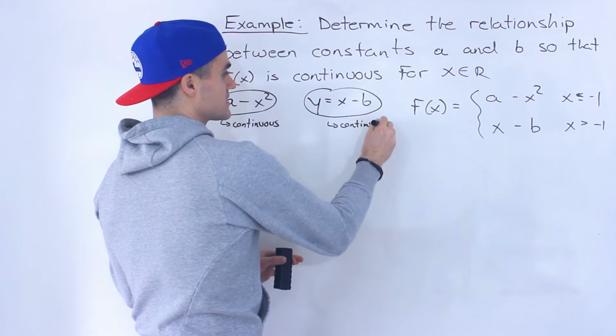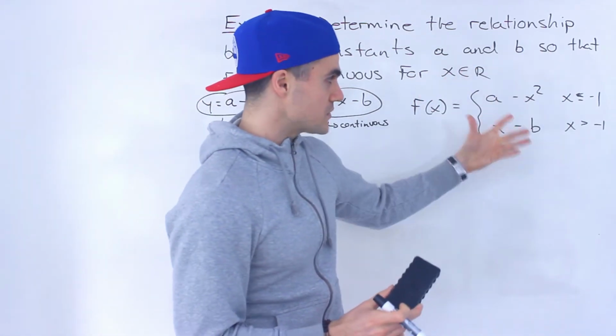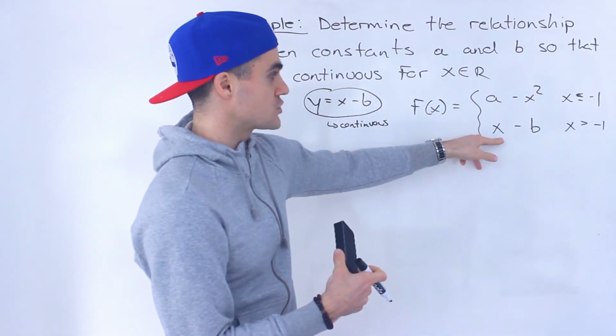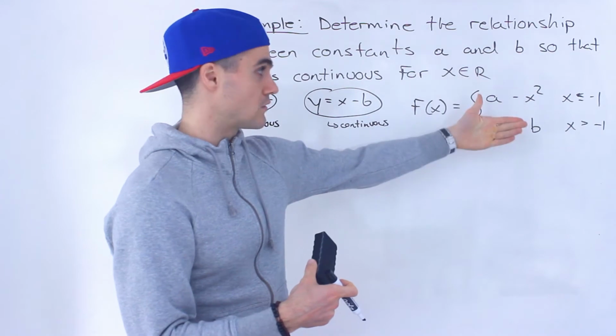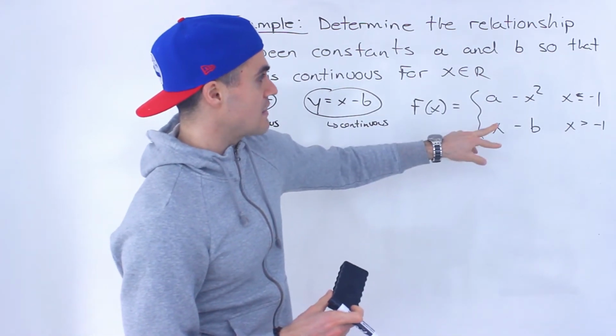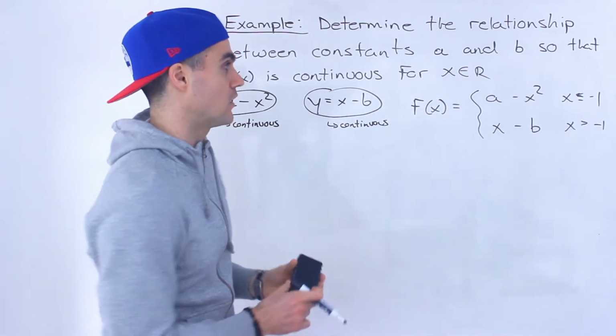So no matter what constants we use, just want to make a heads up that this function is always going to be continuous for x values less than or equal to -1. This function is always going to be continuous for x values greater than -1. So really all we have to make sure is that the function is continuous at an x value of -1.